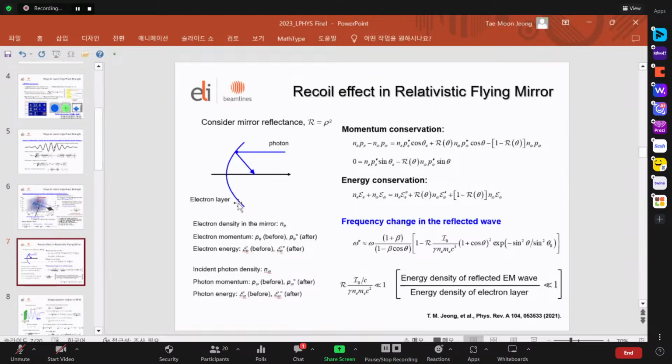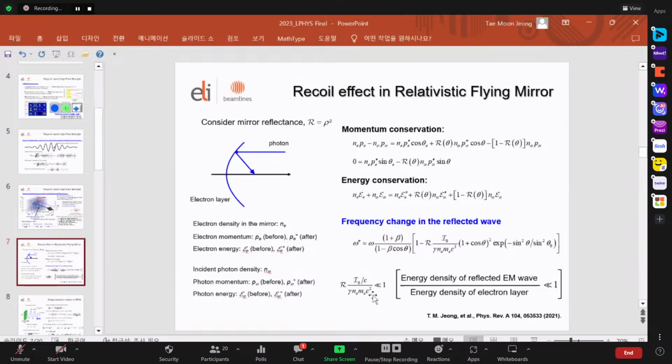So we have to consider the recoil effect. This recoil effect can be calculated by using momentum conservation and energy conservation right here. And then we end up with the expression for the frequency change in the relativistic wave in this way. Here, the second term in the parenthesis is related to the recoil effect as well. This second term tells us the ratio between the energy density of the reflected electromagnetic radiation and the energy density of the electron layers.